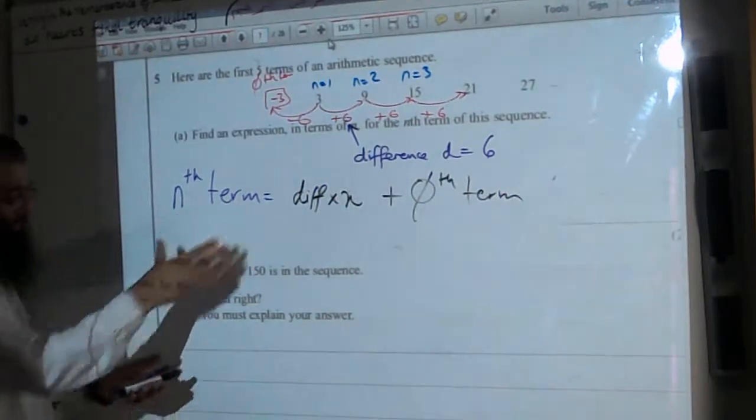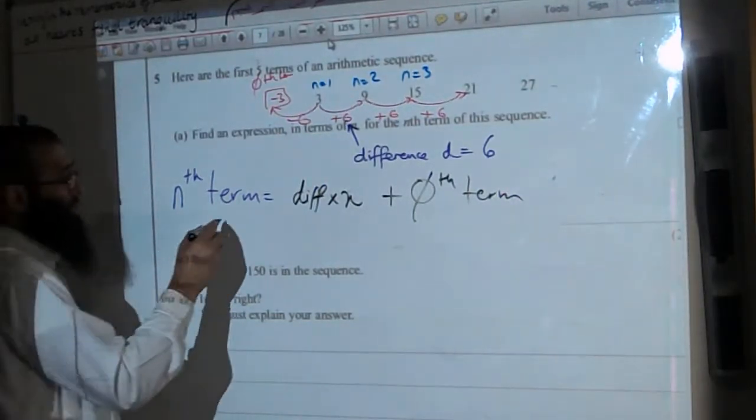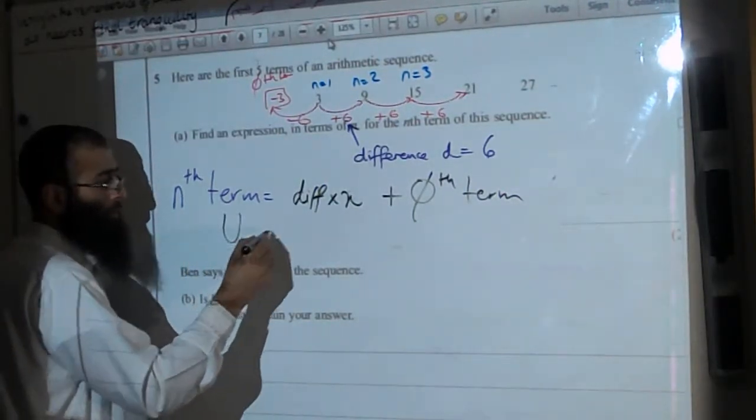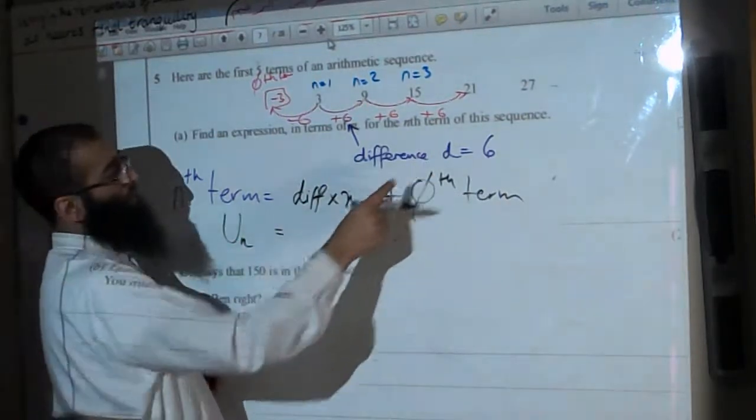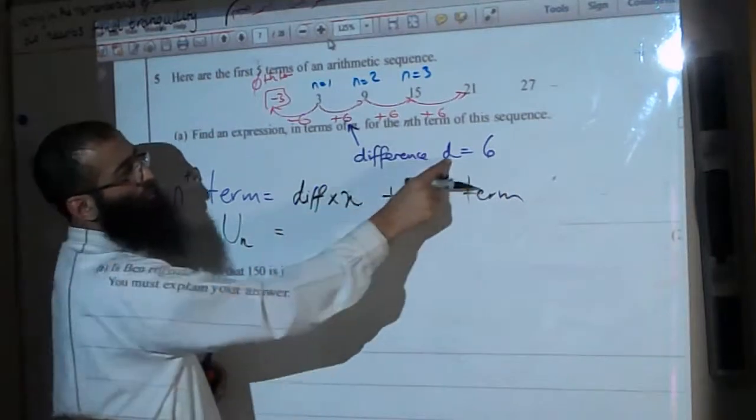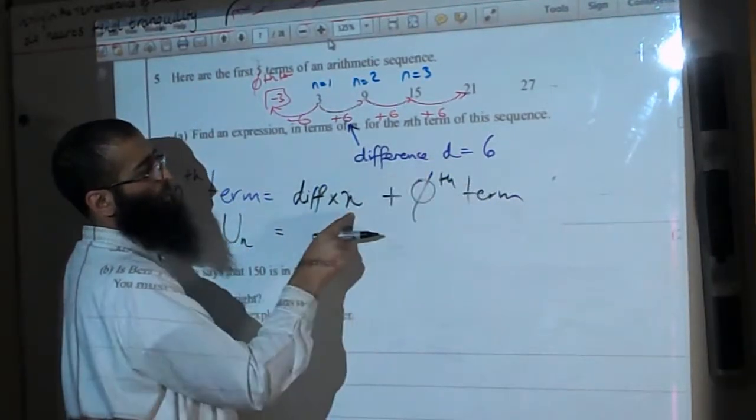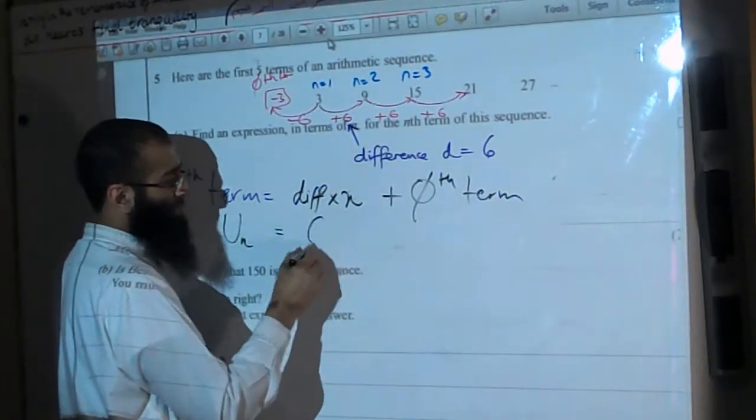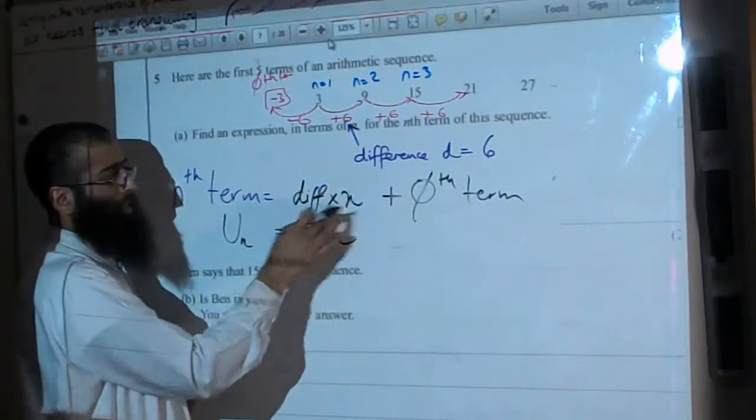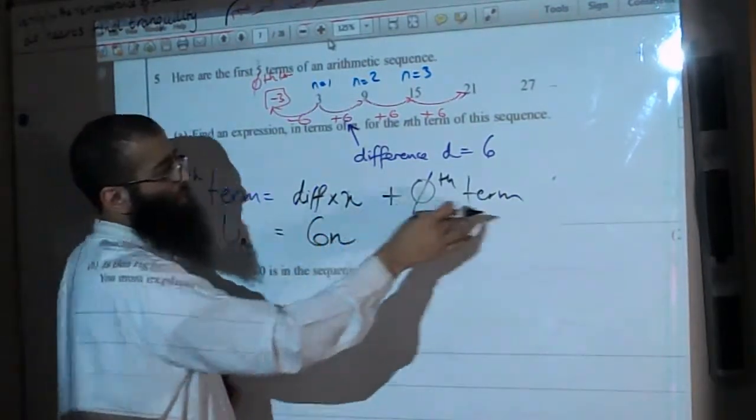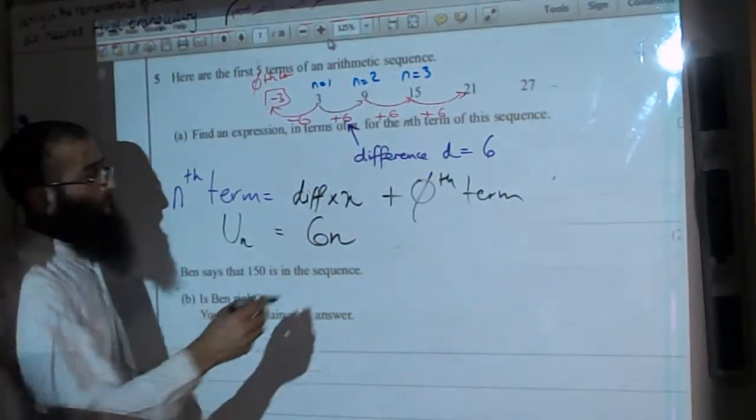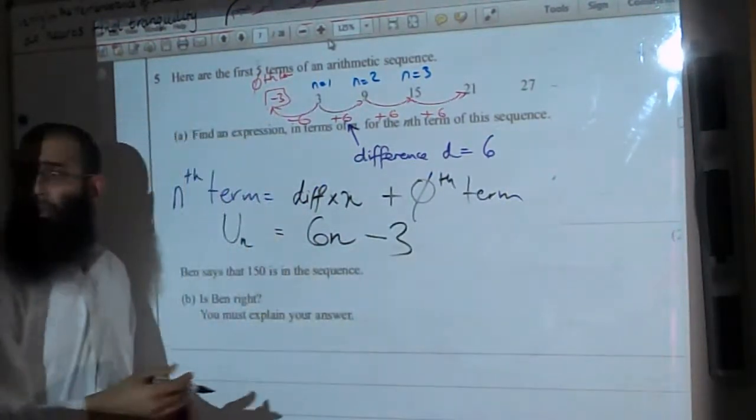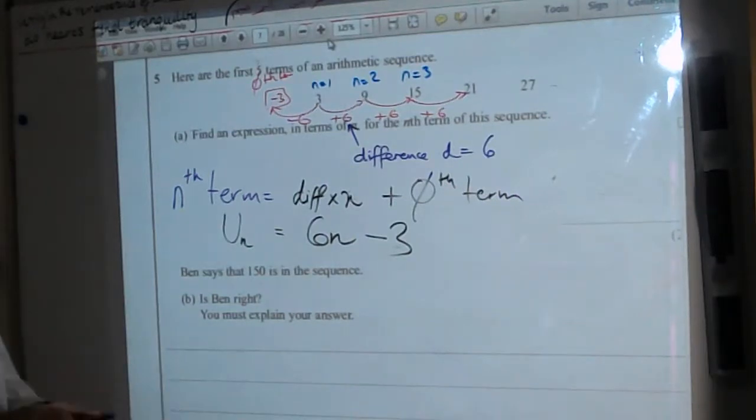Now, the nth term mathematically looks like this. The difference, we're going to call it d. So what is the difference at the moment? The difference has a value of 6, and we have to multiply by n, so that gives you 6n. Plus the 0th term. What is the 0th term? -3. When you add -3, it's the same as just saying -3. And we finished that question.